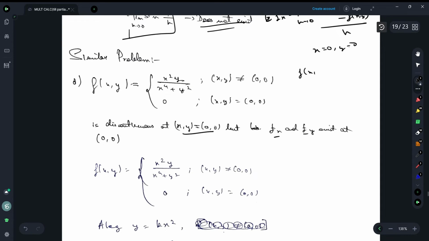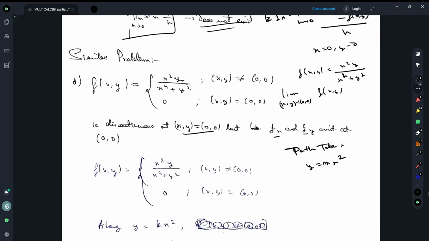If you take f(x,y) = x²y over x⁴ + y², and you need to check whether the limit as (x,y) tends to (0,0) of f(x,y) exists or not, if you try to take the path along y = mx², right? y = mx². The origin falls on this particular path, therefore we can make (x,y) reach the origin using this path.